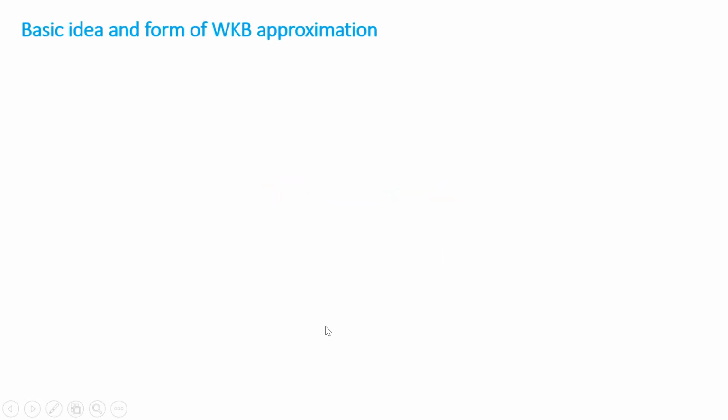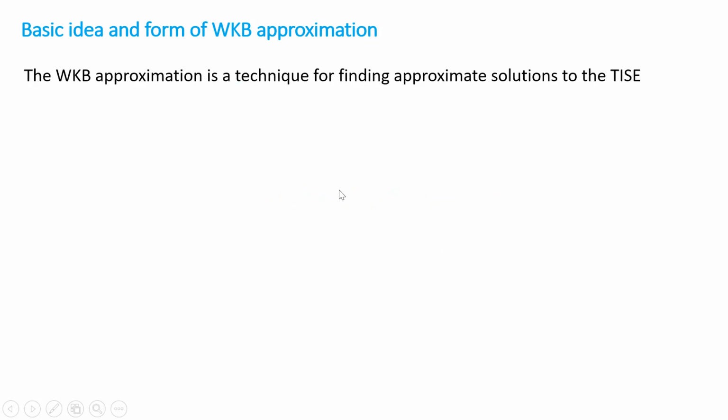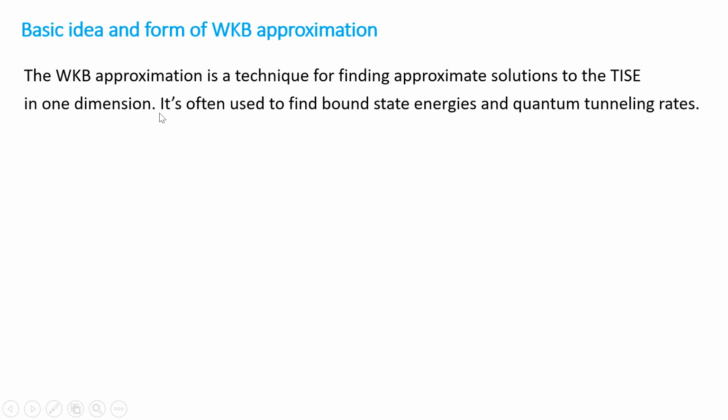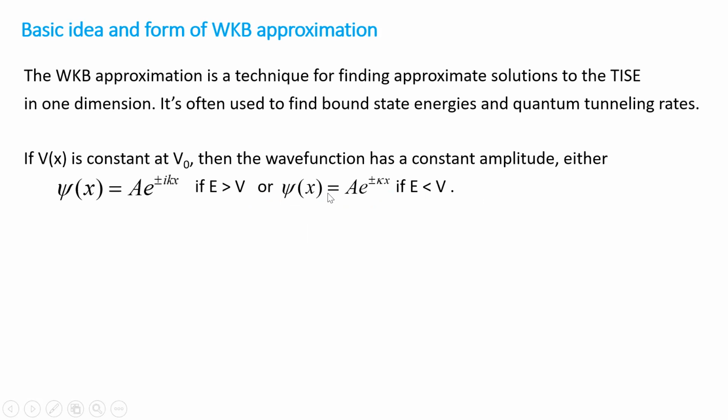So the basic idea and form of the WKB approximation. First, as I said, the WKB approximation is a technique for finding approximate solutions to the time-independent Schrodinger equation in one dimension. And it's often used to find bound state energies and quantum tunneling rates. So let's take an observation.